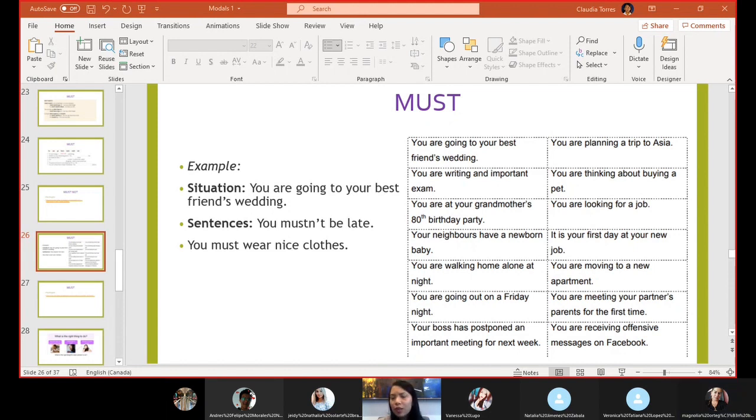Sorry, I was mute. So yeah, the scenario is for Magnolia. Okay, you ready? Teacher, what is postponed? Postponed, aplazar. Yes, yeah, that's the meaning.